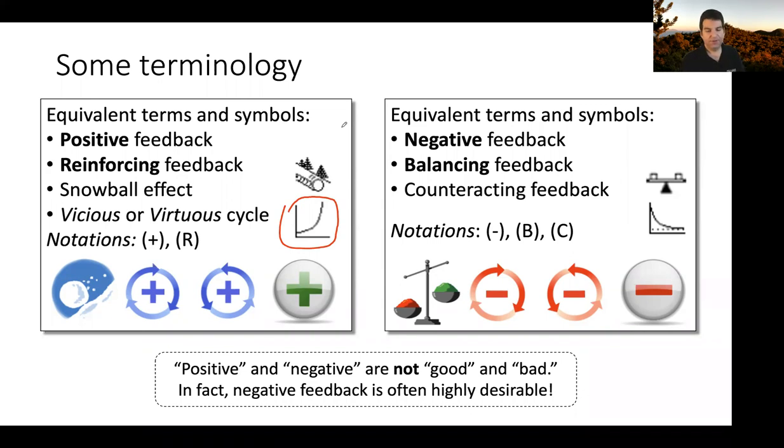But a toilet tank example is on the balancing side or the negative feedback side or the counteracting side of things. So in that case, it's really about the deficit of water in the tank. And that deficit is always coming to zero. So really there, the limitation, the target is what's driving all of the dynamics.